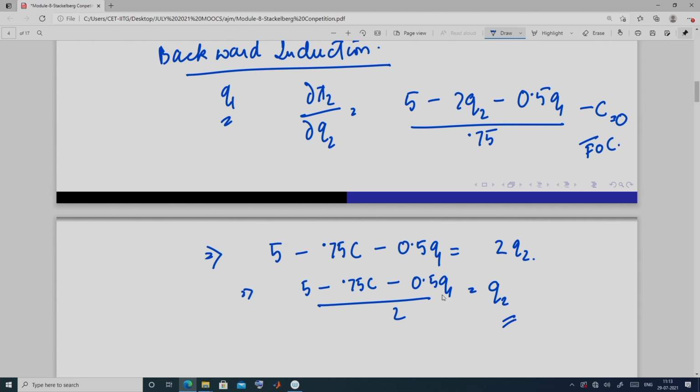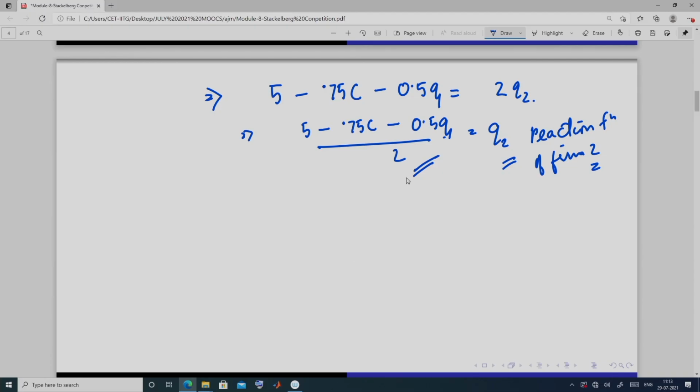So, given any output of firm 1 in stage 1, how much output is firm 2 going to produce? It is based on this. This is the reaction function of firm 2. So, now what do we do? We plug this into the profit function.